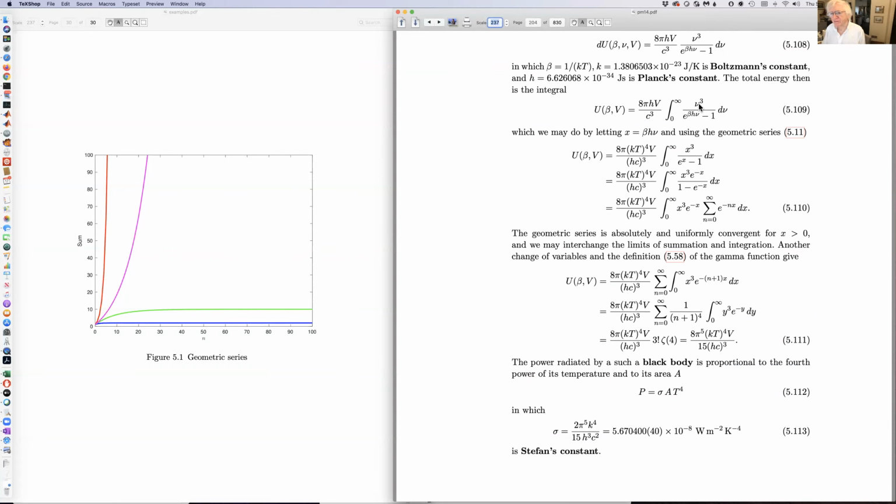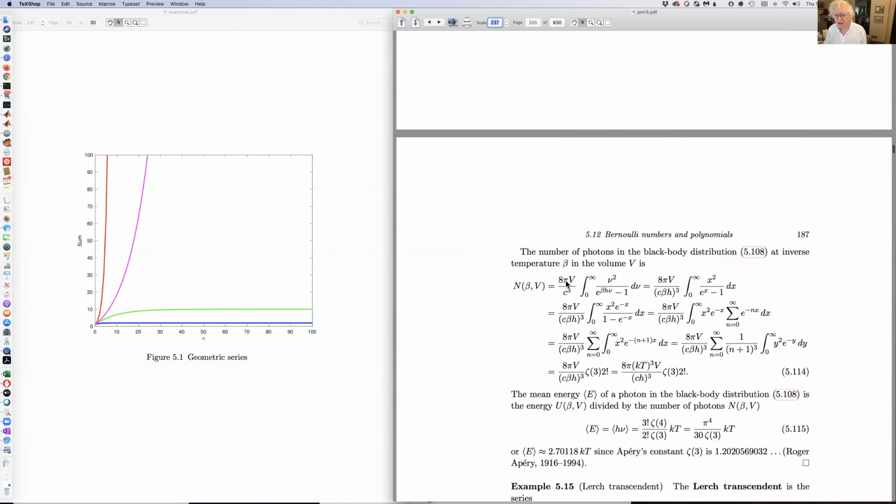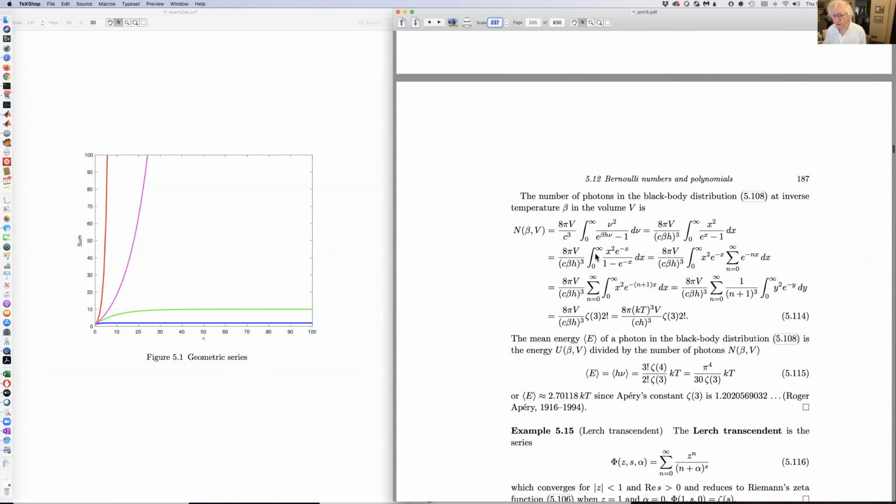if we divide by the energy of each photon, we get the number of photons. The energy of each photon is h nu. And so we'll get rid of the h and we'll have 1 less power of nu. We then do the same razzmatazz, but now we just have 1 over n cubed, which is zeta of 3. And so we get zeta of 3 over 2 factorial.